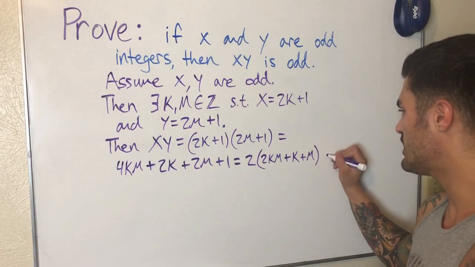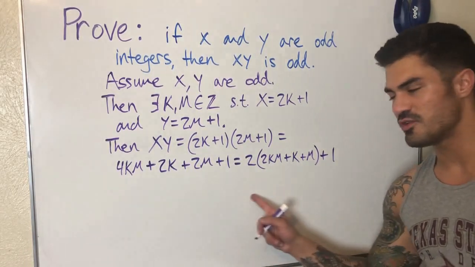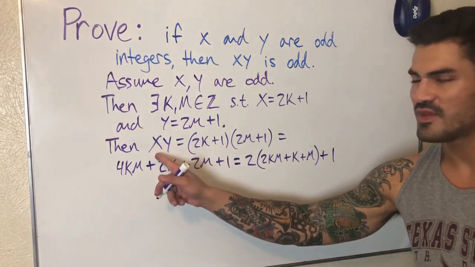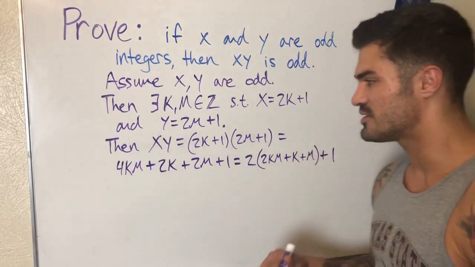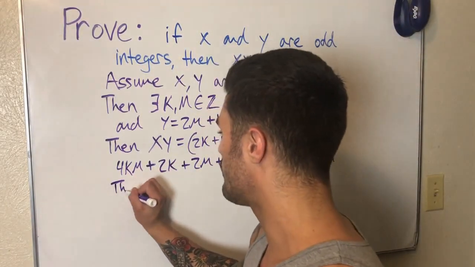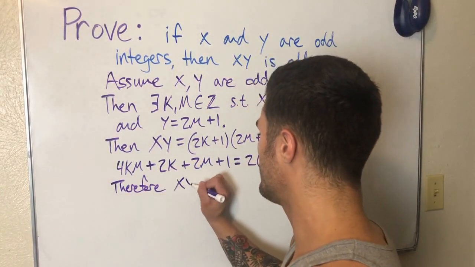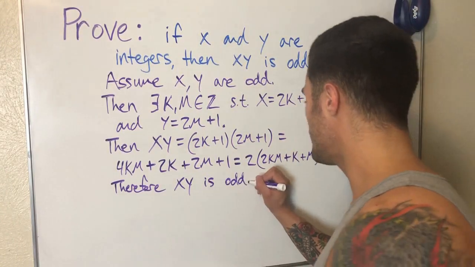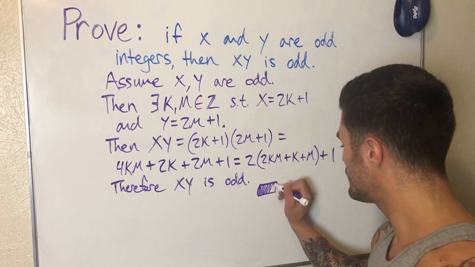And then outside here, I have plus 1. This is an integer, right? 2 times an integer plus 1. That's x times y. So x times y is 2 times an integer plus 1. Therefore, x times y is odd. Hopefully this is making sense by now. Hopefully you're feeling comfortable with this kind of stuff.